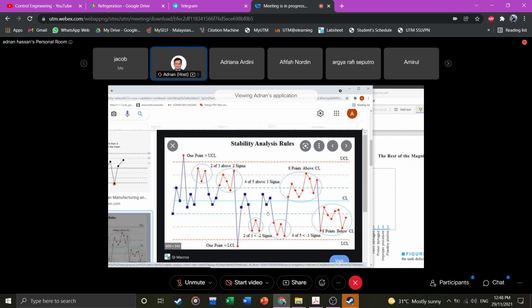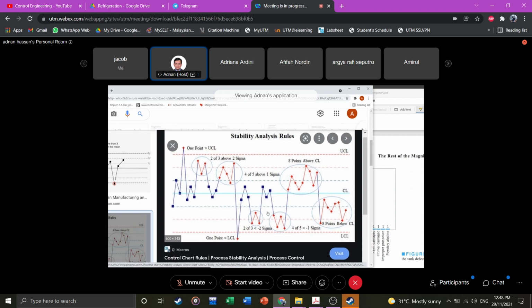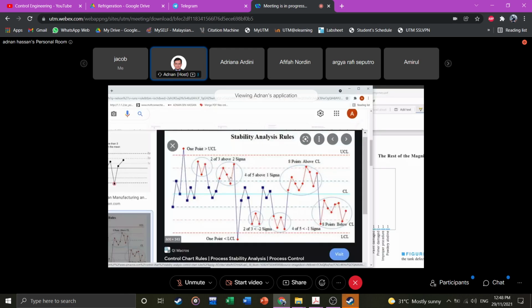So another rule from before, 4 out of 5. Okay, 4 out of 5 above 1 sigma. In this case, 1, 2, 3, 4, 5. So above 1 sigma, this is the 1 sigma region, this is 2 sigma, this is 3 sigma. So you have 4 points, 1, 2, 3, 4 out of 5. So the process is also unstable.